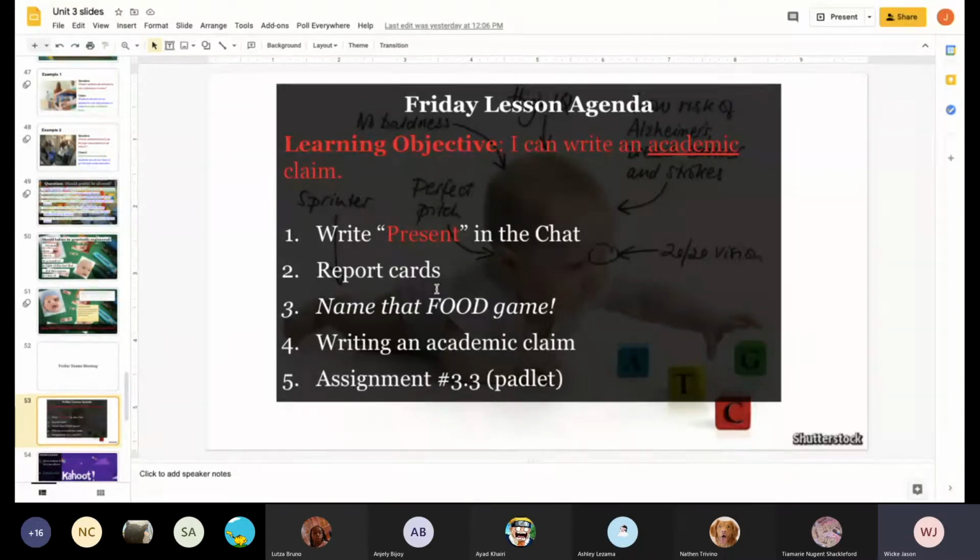So that's report cards. Now we're going to play a game about food. You're going to see a picture of some food and try to guess what the food is. It's kind of hard, I'm not going to lie to you. That's just going to be for extra credit. It's a fun thing to do. And then I'm going to go through talking about claims, how to write an academic claim, and then quickly go over the assignment that I posted today, which really should not take you very long to do. I see some of you have already done it, in fact.